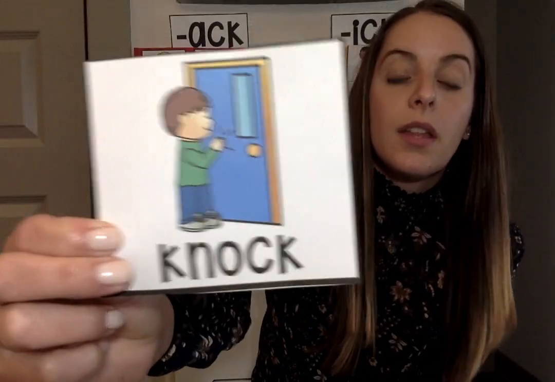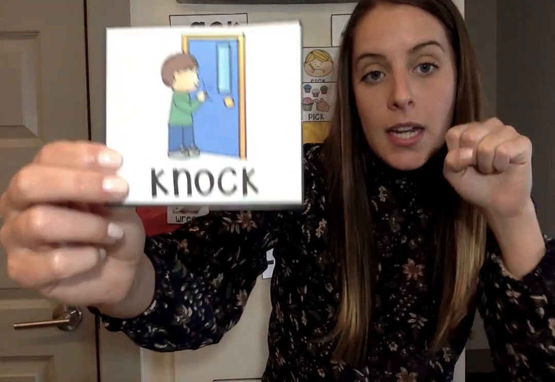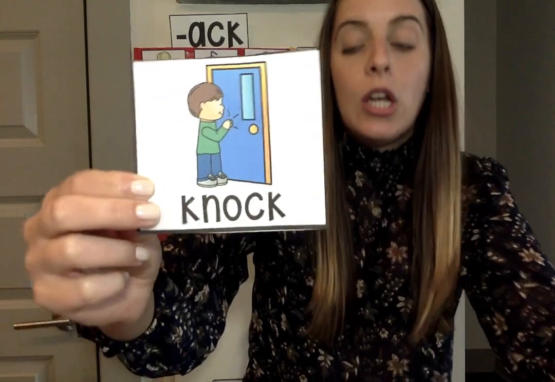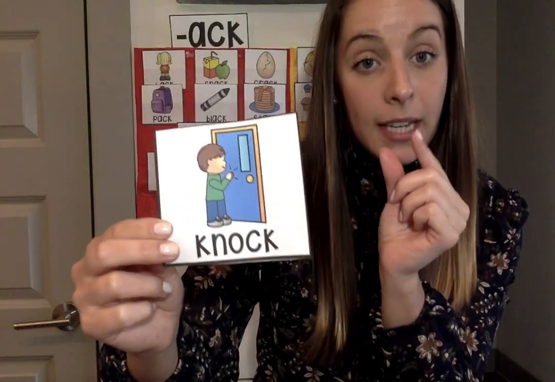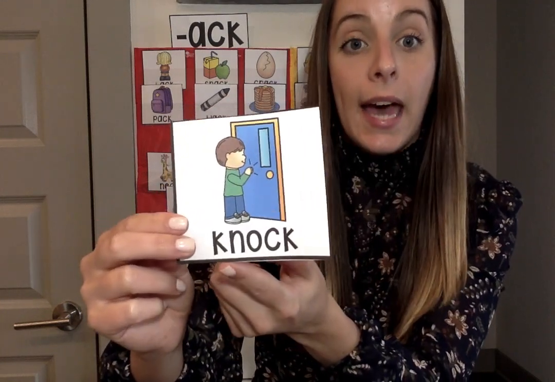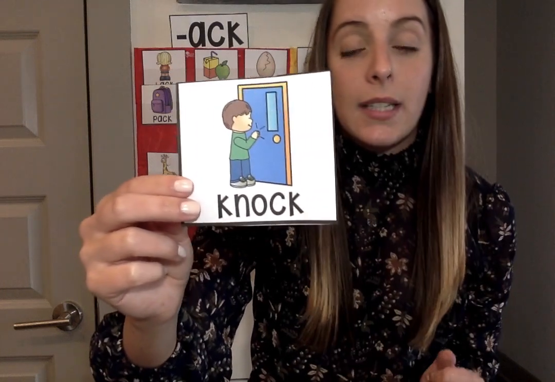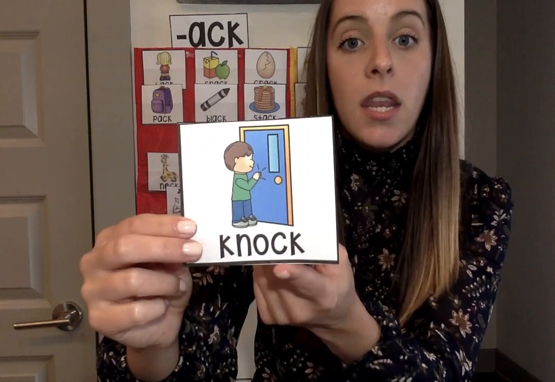Next word here we have is knock. Knock, what you do on a door before entering. Now we've already learned that when KN are together, the K is silent. So KN says N. OCK is going to say ok. Sound that out: n, ok. Knock, knock.